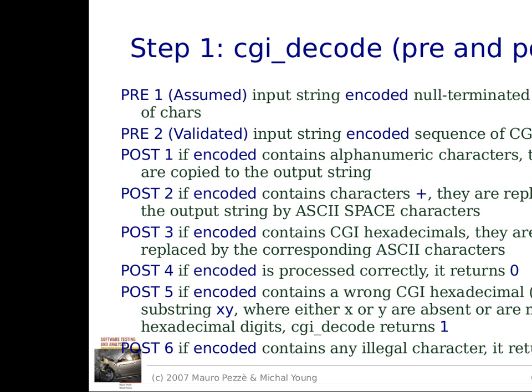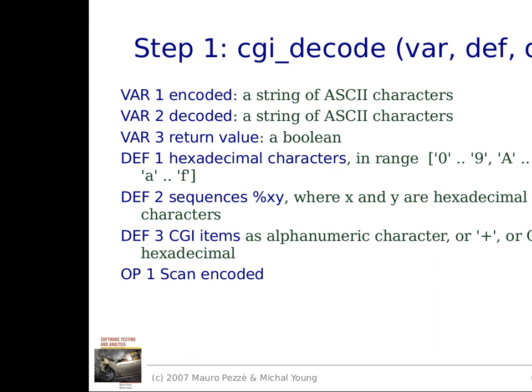Postcondition 2 is all the pluses have been replaced by space. 3 is if it contains hexadecimals, they are replaced by the corresponding ASCII characters. 4 is if it was processed correctly, return 0. 5 if it contains a wrong hexadecimal, something that's not in the range, return 1. And if it encounters any illegal character, just return 1 as well, aka those are errors. Variable 1 is usually a string of ASCII characters that are going to be encoded. Variable 2 is a string of ASCII characters that are being decoded. And then 3 is the return value.